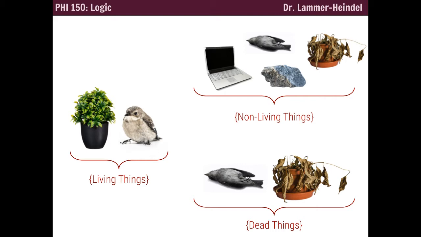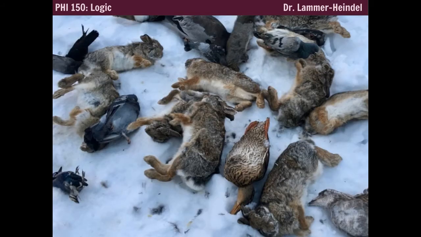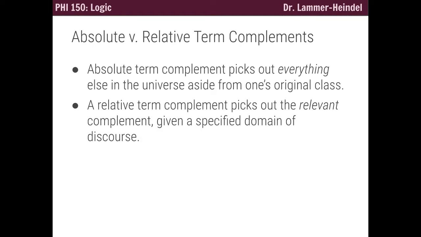However, in some cases, if I want to talk about, in some sense, the opposite of living thing, I don't really want to say non-living thing. I want to say dead things. So I think of the term dead things as a relative term complement to the term living things. And what I mean by that is that in a certain context, I can specify a domain of discourse or a domain of consideration that excludes a large number of things from consideration. There are just going to be parts of the universe, parts of the world that I'm not interested in talking about.